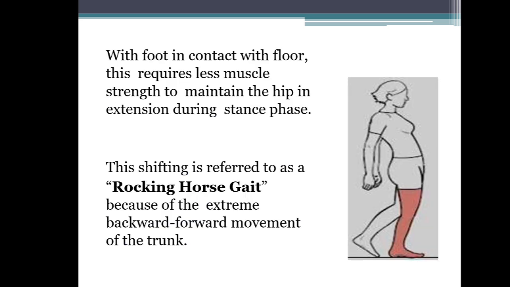So with the foot in contact with the floor, the muscle requires less strength to maintain hip extension during stance phase. This is also known as the rocking horse gait, as shown in the figure, because of the extreme backward and forward movement of the trunk.